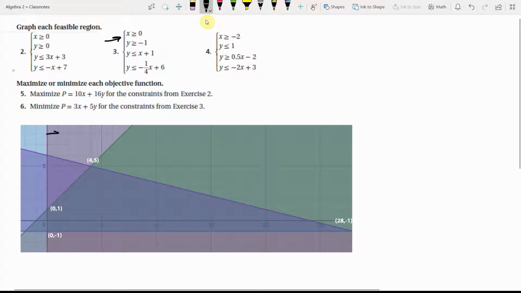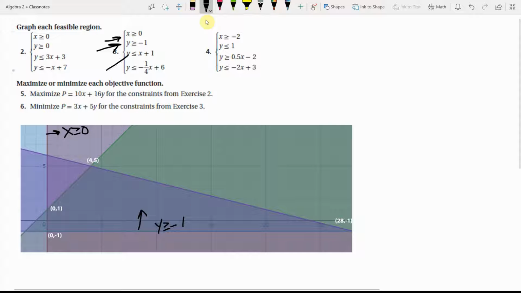This is the line x is greater than or equal to 0, so I'll just write that there, x is greater than or equal to 0. And then the next equation is y is greater than or equal to -1, so that's down here. So this is the equation y is greater than or equal to -1.